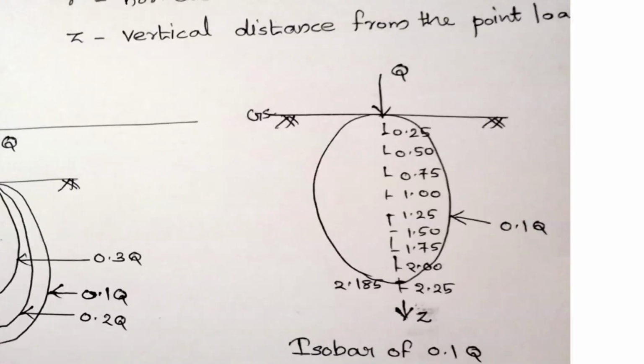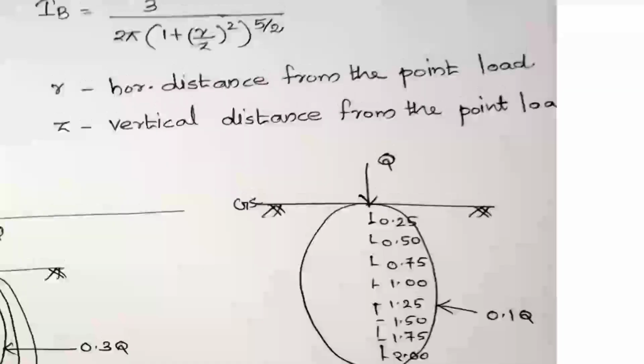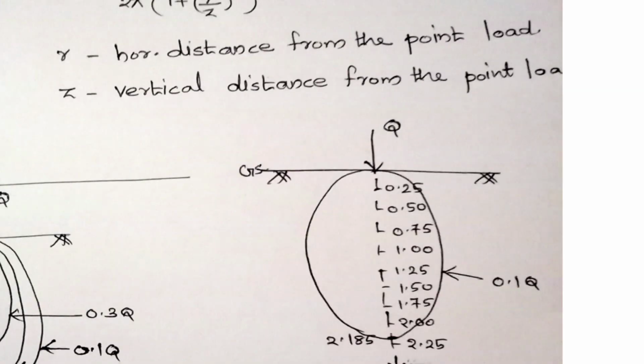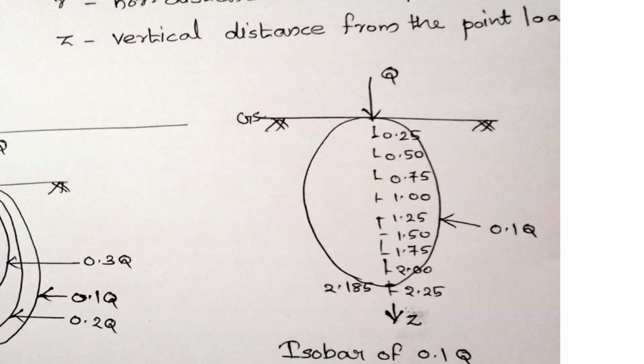Here we can see this is the curved surface, and here we can see the ground surface. A load Q is acting downward, and due to this load there will be stresses developed in the ground. The stresses will be different according to the distance from the load acting point. So here we are trying to find out the points which have the same stress intensity.